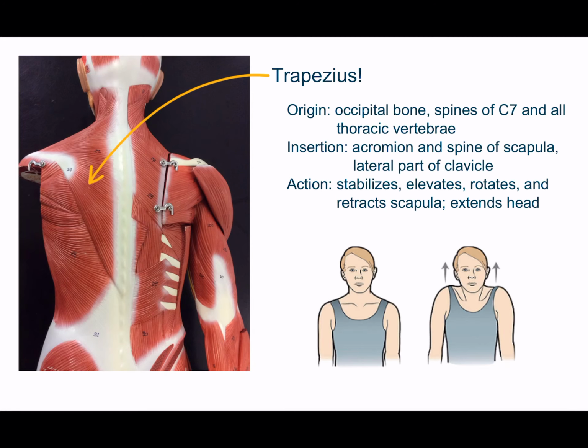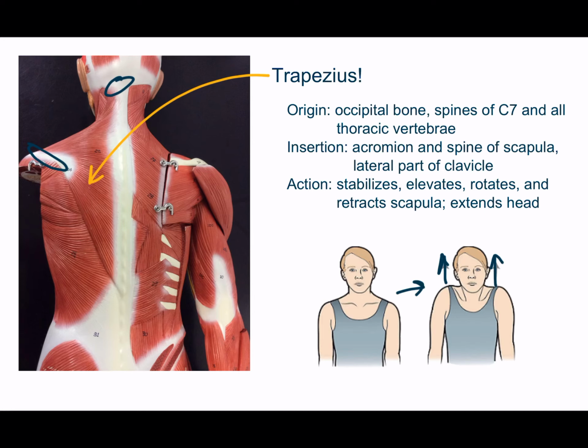So first is the trapezius, and the trapezius originates at the occipital bone up here, and then it goes down the spines of C7 and all thoracic vertebrae. So it inserts at the acromion and the spine of scapula over here. And it stabilizes, elevates, rotates, and retracts scapula and extends the head. So right here, it's the shoulder shrugging motion going up.